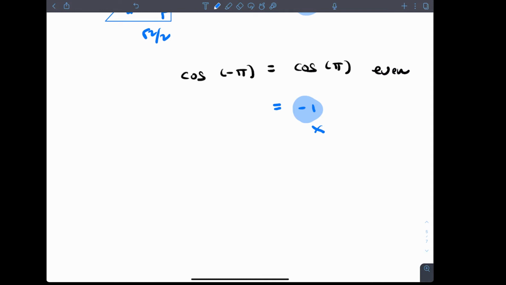Those are the things, ladies and gentlemen, that's how you deduce these answers on your unit circle. It's the x coordinate value. What do you guys think? Is that easy or is that hard?